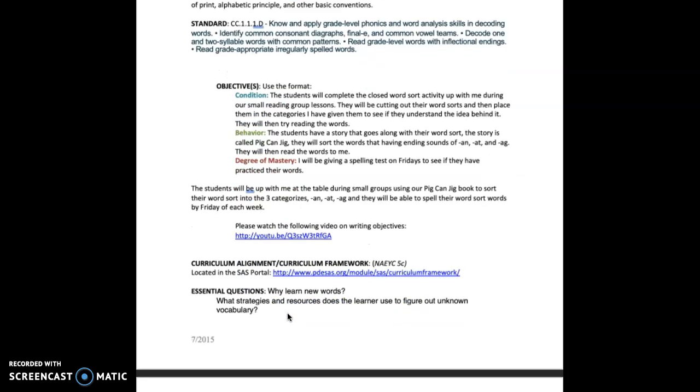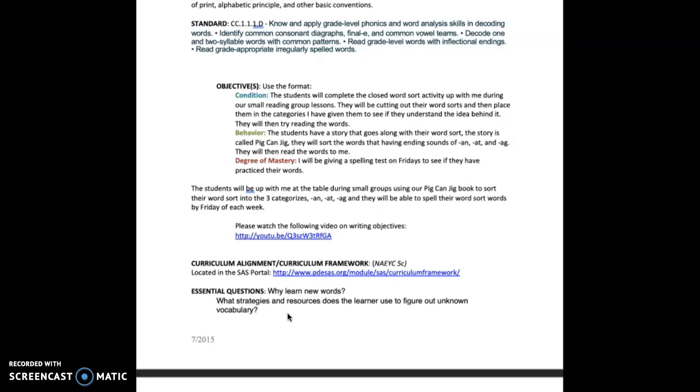So for the objective, for my condition, I put the students will complete the closed word sort activity with me during our small group reading lesson. They will be cutting out their word sorts and then place them in the categories I had given them, since it is a closed word sort, to see if they understand the idea behind it. They will then try to read every single word to me.